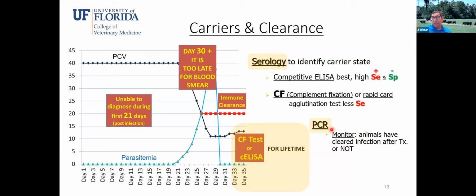And PCR has good sensitivity and good specificity as well. Specificity is the characteristic of the test to identify the true negative ones, whoever doesn't have the disease. And this ELISA and PCR you can do for lifetime. So you can use them after some treatments are applied to see if those animals cleared the infection or not. That's harder to clear, actually.